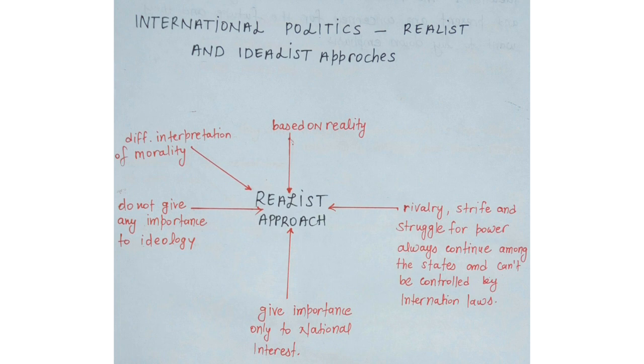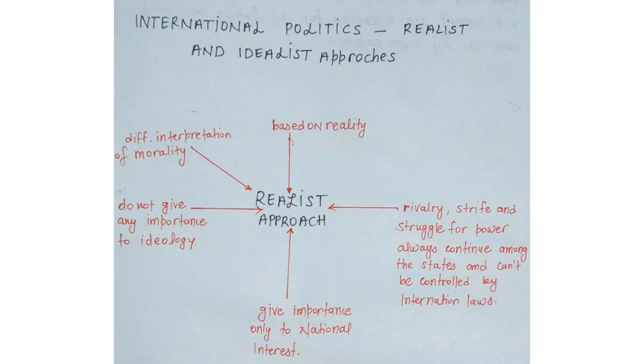And what else does the realistic approach talk about? They talk about rivalry, strife and struggle for power, which always continue among states and cannot be controlled by international law. And they do not give any importance to ideology. Whether it is socialism, communalism or capitalism, they do not give importance to them. What is good for the country is good. Whether it is capitalism or socialism, they give importance only to national interest.